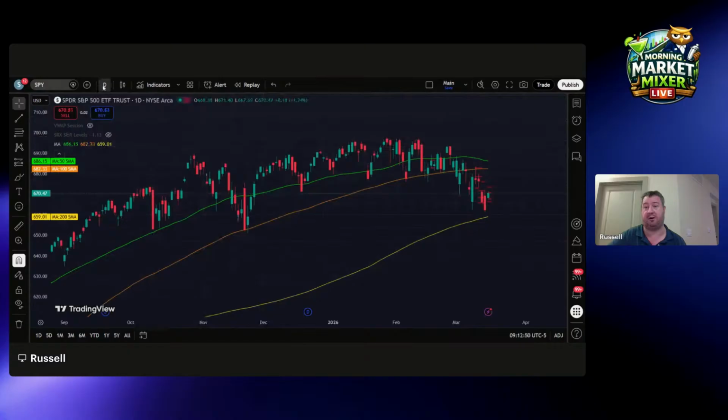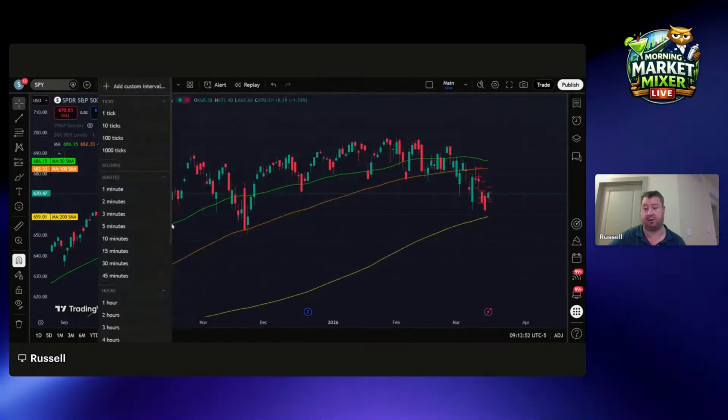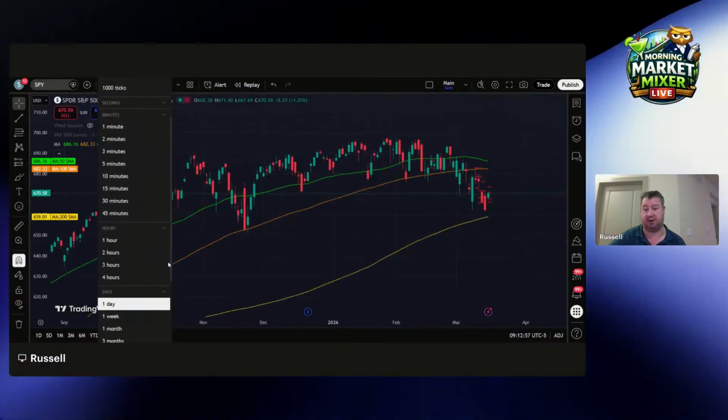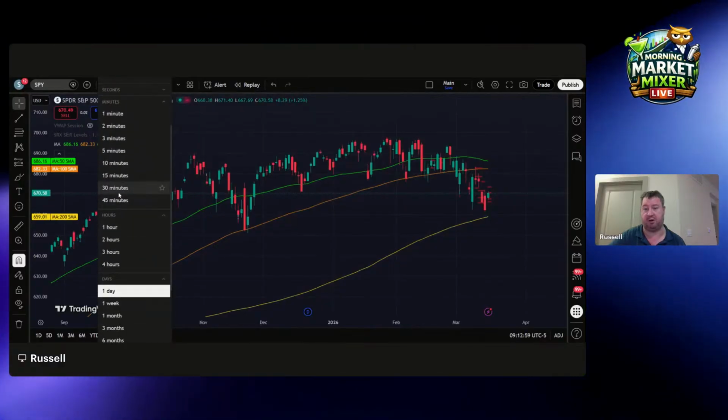So let's drop down to the 30-minute chart. I'll show you what I marked up this morning, and that we look like we're getting an opening range breakout to the upside. So let's just switch down to the 30-minute.